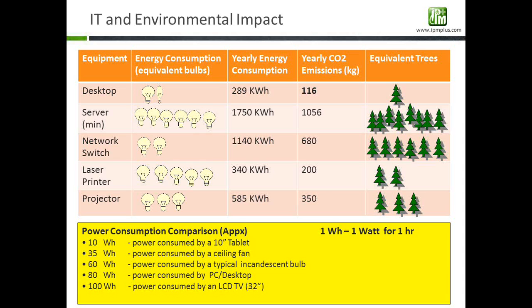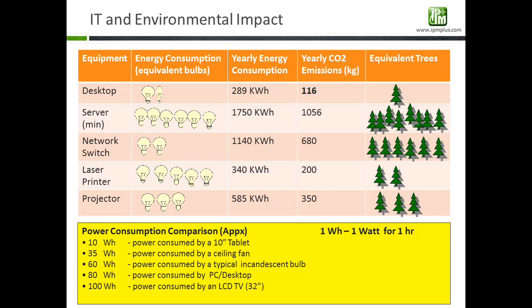So there's a difference between the server and the desktop. Servers, although you have a wide variety of models, there are vendor specific ones and commodity servers. If you just take a simple server average, running a server, and typically servers are kept on 24/7, 365 days a year, you look at typically about 6 incandescent bulbs, 1750 kilowatt hours, or 1000 plus kgs of CO2 emissions. You need to grow plenty of trees to absorb the CO2 emissions of a single server.